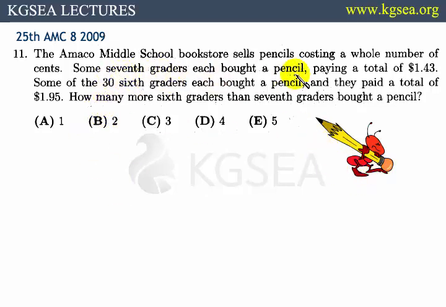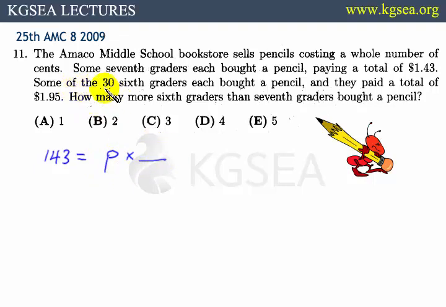It's that some 7th graders bought a pencil and paid $1.43. That means the price of a pencil times some number was 143. So if you think in pennies, in cents, you can say it's 143 cents. So in other words, we're dealing with an integer here. P is an integer, and the number of students who bought it is also an integer.